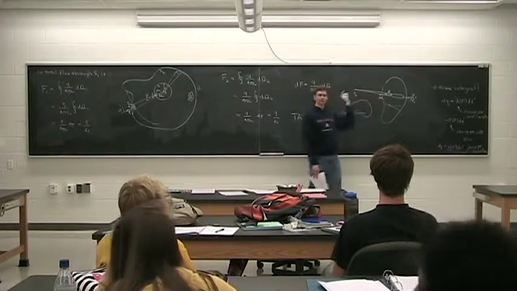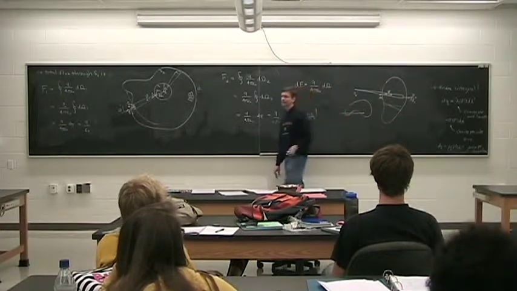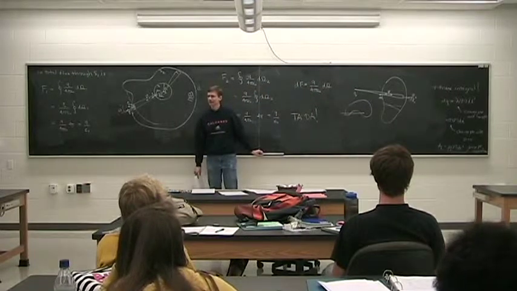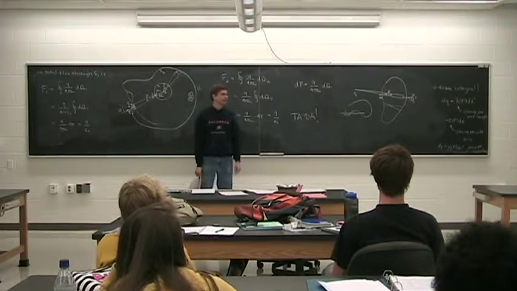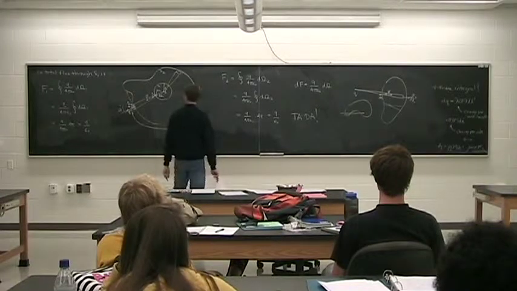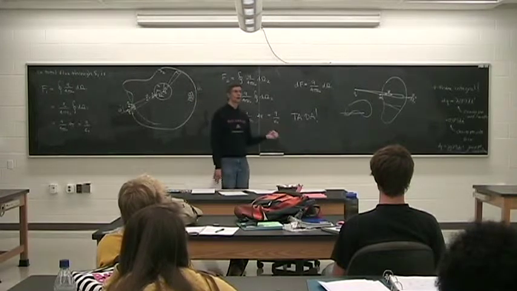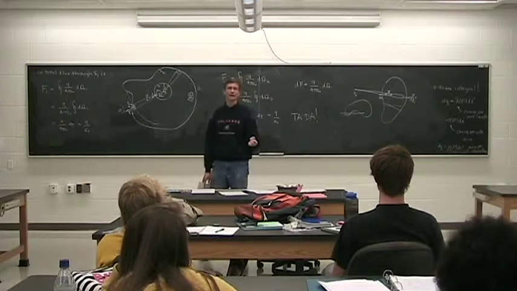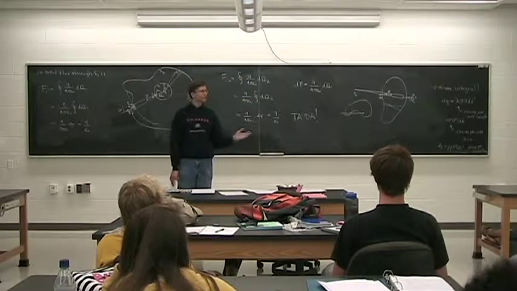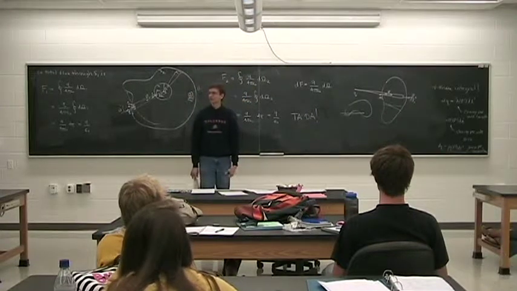But if you're outside the surface, you go through an even number of times, and so you get cancellation instead of a net reinforcement like that. So that's why Gauss's law is the charge enclosed by the surface divided by epsilon naught. The only thing that matters is the charge inside the surface.